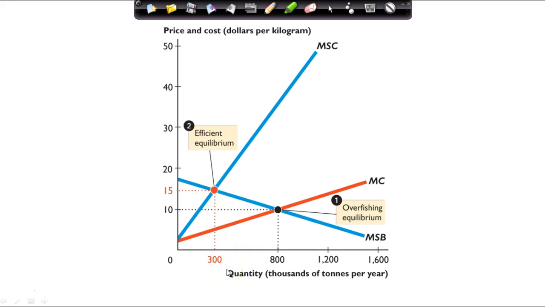You should bear in mind here, just as a little side note, that this doesn't necessarily mean that we won't deplete the stocks of fish. That's possible. This is just saying that this is efficient with respect to the benefits to society as a whole relative to the costs to society as a whole.